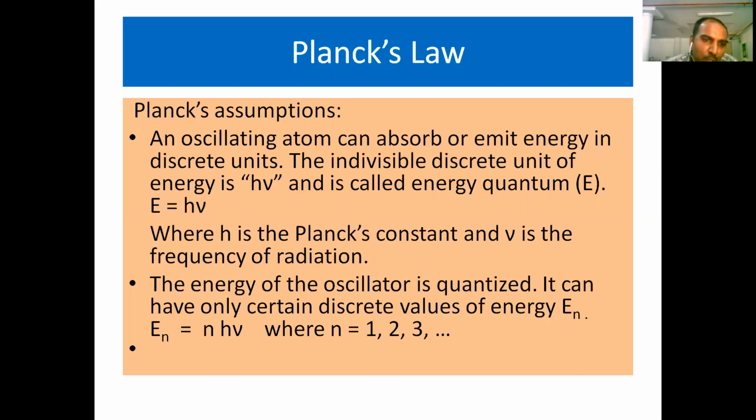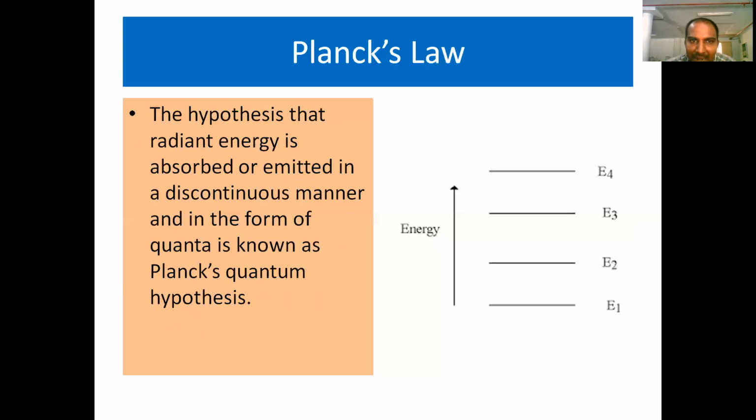That means if you substitute n as 0, we will get E as 0. So zero amount of energy is not applicable according to Planck's law. This hypothesis mainly focuses on radiant energy which is absorbed or emitted in a discontinuous manner, in the form of quanta, and it is known as Planck's quantum hypothesis.